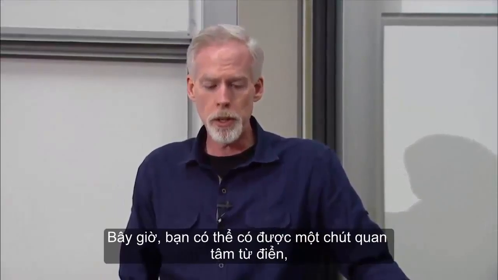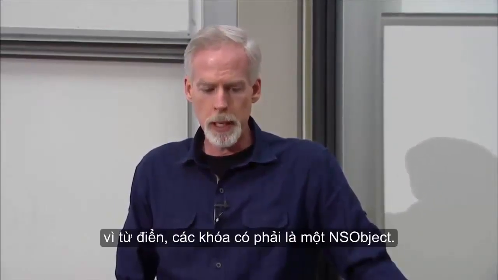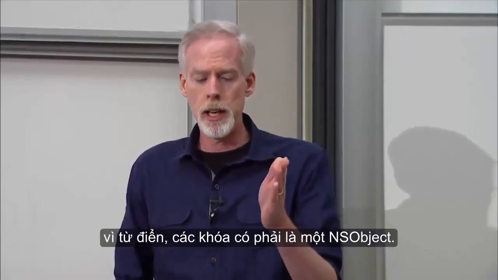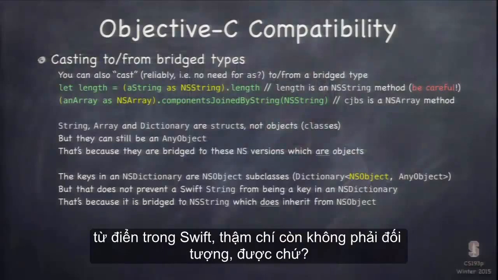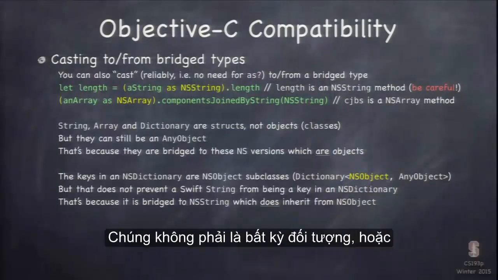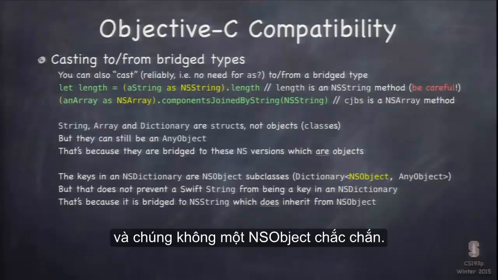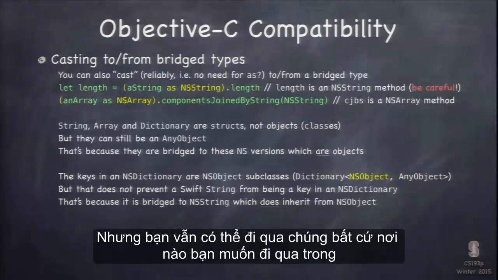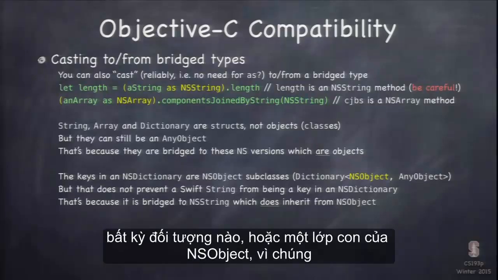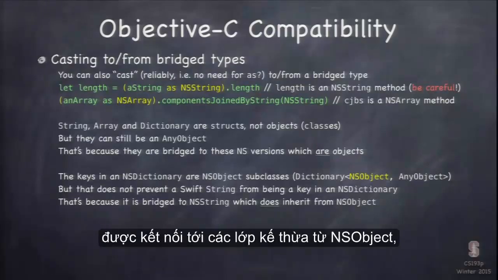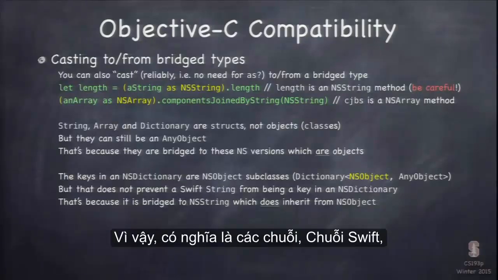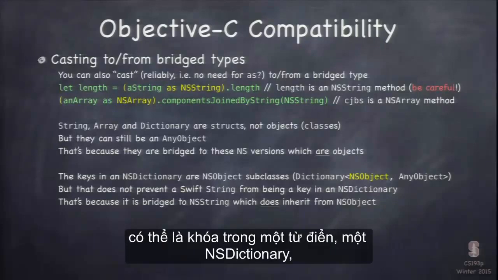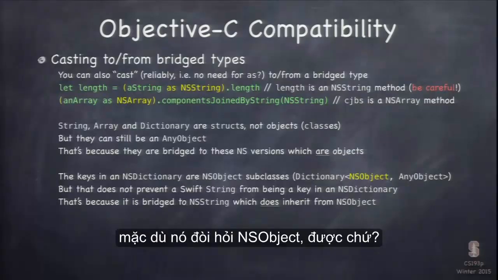Now, you might get a little concerned about dictionary, because with NSDictionary the key has to be an NSObject. And of course, we know that String and Array and Dictionary in Swift are not even objects. Okay? They're not AnyObject, or they're not an NSObject for sure. But you can still pass them anywhere you want to pass an AnyObject or a subclass of NSObject, because they are bridged to classes that inherit from NSObject, because NSString, NSArray, and NSDictionary all inherit from NSObject. So that means Swift Strings can be the keys in an NSDictionary, even though it requires NSObject, okay?